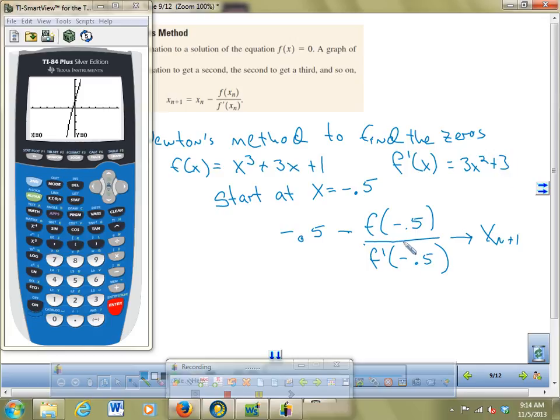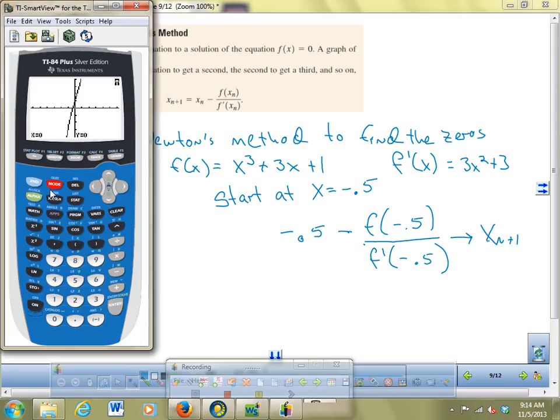They have a couple in your homework where they ask you to do this by hand, where they start with a nice even number, and it comes out. But I'm going to show you how to do this on your calculator really quick. First I have to put my derivative into y2. So I'm going to put my derivative equation, 3x squared plus 3, into y2. There's your derivative equation.